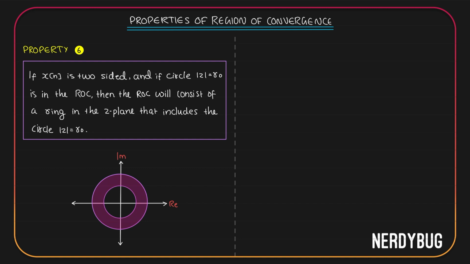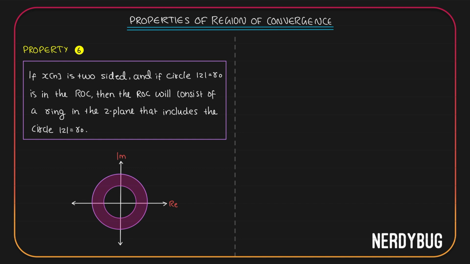First of all, if x of n is a two-sided signal, we'll be able to write it as a summation of a right-sided signal and a left-sided signal. And when we plot the ROC, it will look like this. It will be a ring in the z-plane. And if it includes the circle with magnitude z equal to r naught, then obviously it is going to be included in the ROC like this.